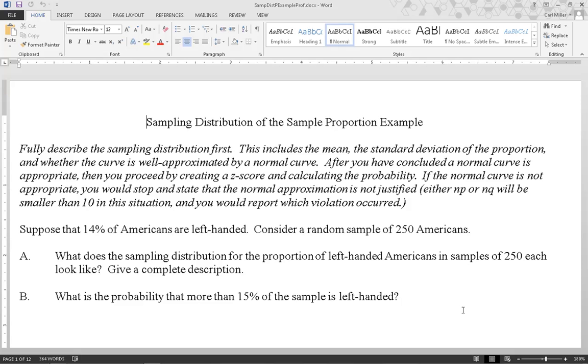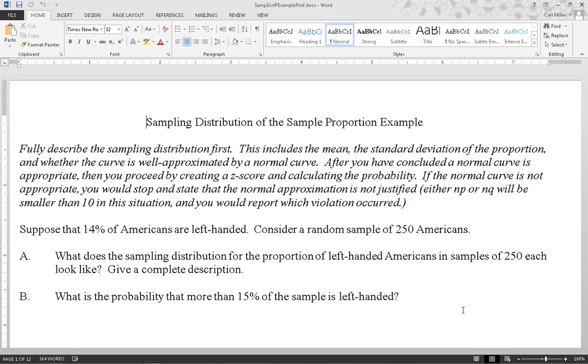and calculating the probability. If the normal curve is not appropriate, you would stop and state the normal approximation is not justified. Either n times p or n times q will be smaller than 10 in this situation, and you would report which violation occurred.